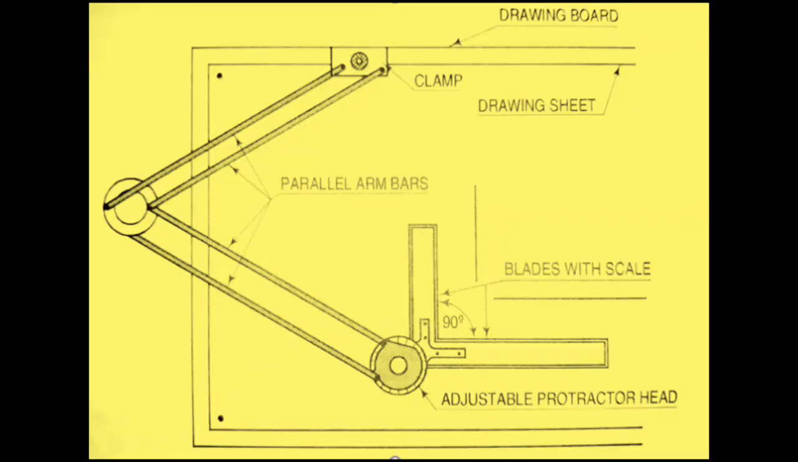So the diagram you can observe on the screen. What are the parts of the drawing machine? We are clamped to the drawing board. So the elements of the mini drafter are here. This is the clamp.